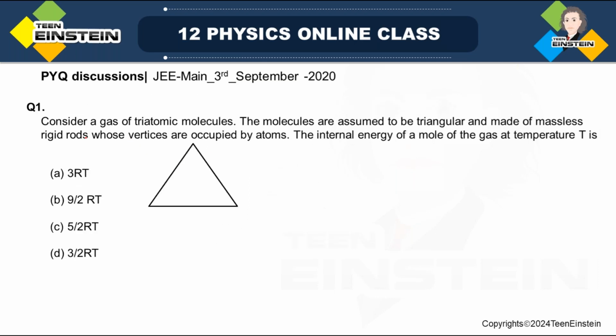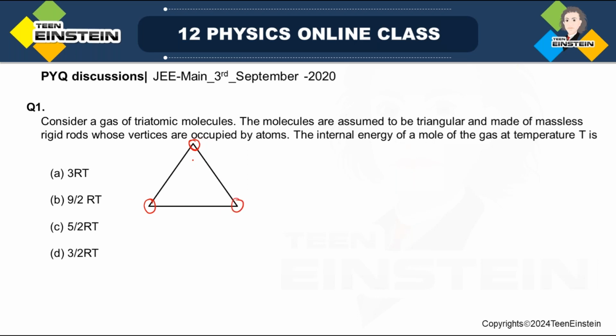Okay, so the first question says, consider a gas of triatomic molecules. The molecules are assumed to be triangular and made of massless rigid rods whose vertices are occupied by atoms. So you can see this figure. This is a triangle, a triangular molecule with rigid rods. So atoms will be like this, at the vertices.